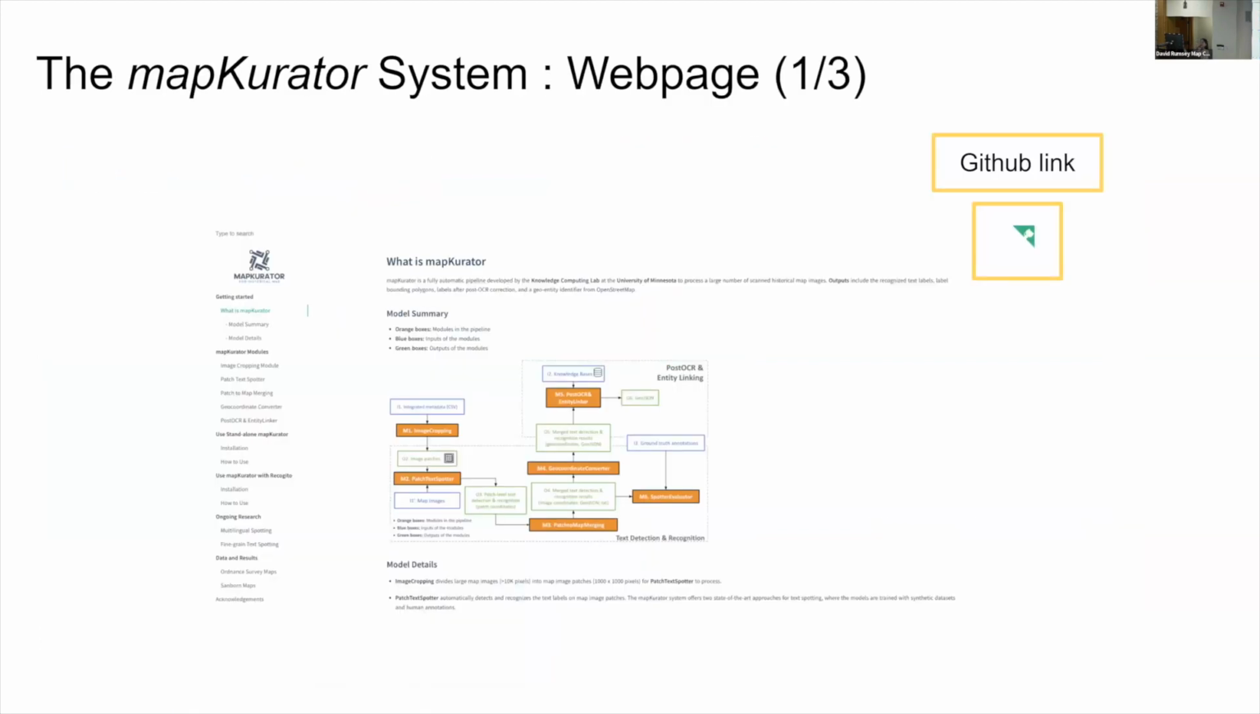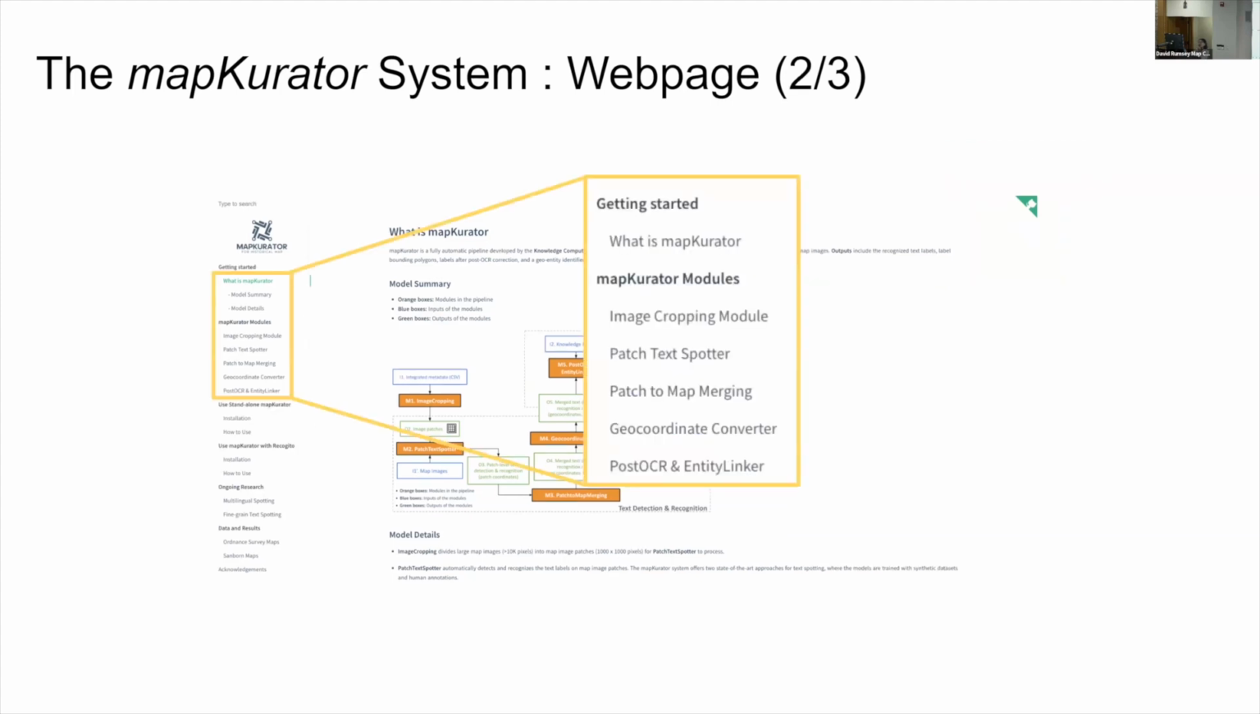And I would like to introduce our webpage. First, as you see in the upper right part, you can go directly to GitHub through this link. And on the left side, there is a detailed description of what mapKurator is, and of each module, starting from image cropping, patch text spotter, patch to map merging, geo-coordinate converter, post-OCR, and entity linker.